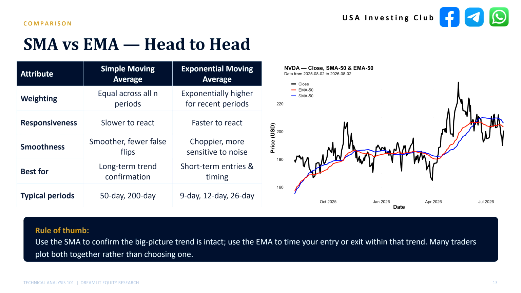So here's the rule of thumb I want you to take away. Use the SMA to confirm that the big picture trend is genuinely intact, and use the EMA to time your actual entry or exit within that trend. Most experienced traders don't choose one over the other. They plot both together and let each one do the job it's best suited for.